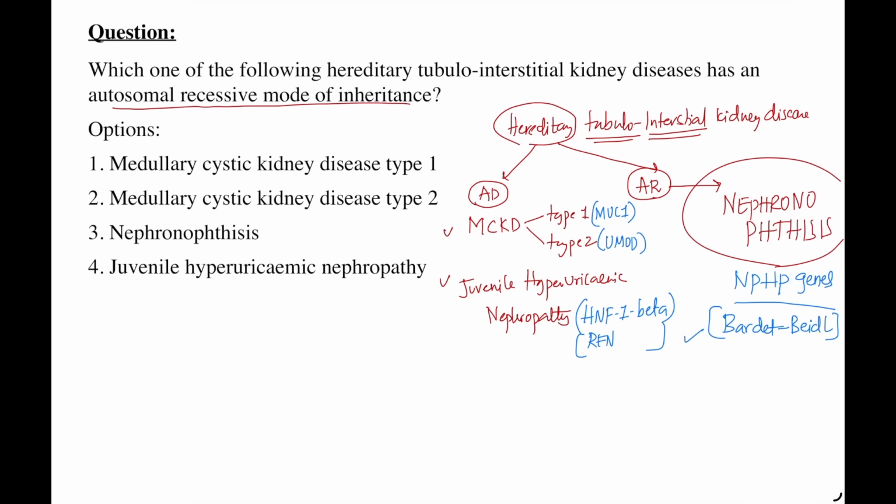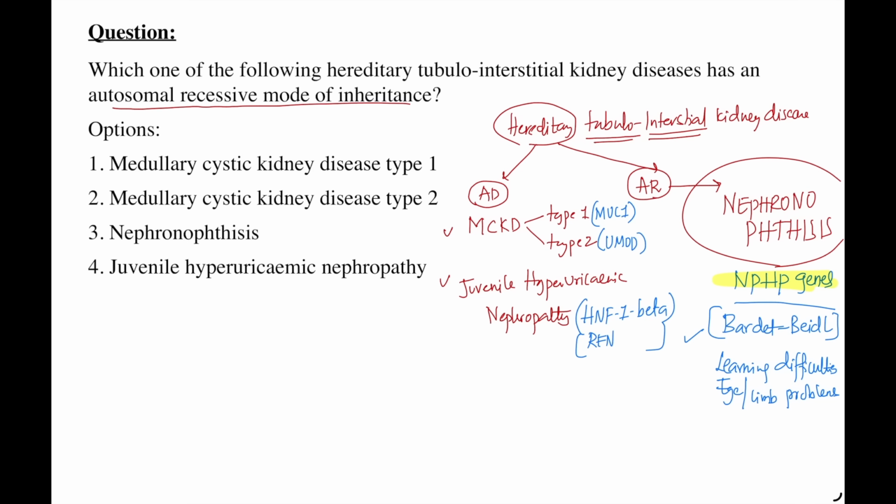Along with kidney problems, extrarenal manifestations like learning difficulties will be there. The child will have learning difficulties and eye or limb problems here. So this is nephronophthisis, which is autosomal recessive in inheritance, and the gene which is mutated in this condition is the NPHP gene. Right? Shall we move on to the next question?